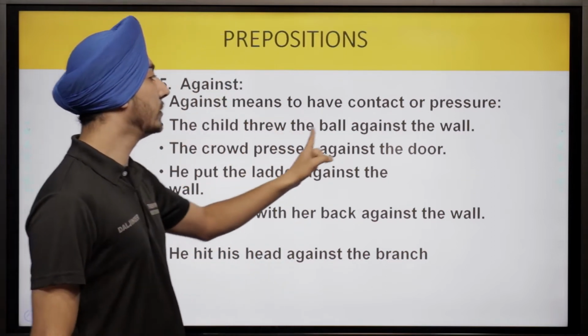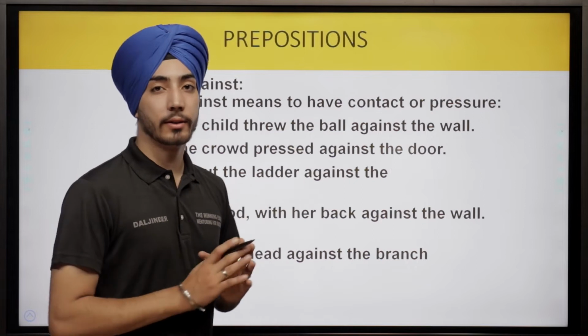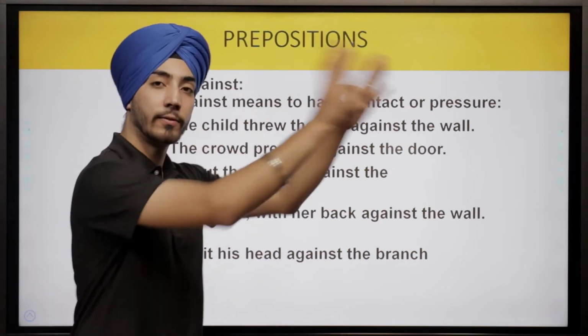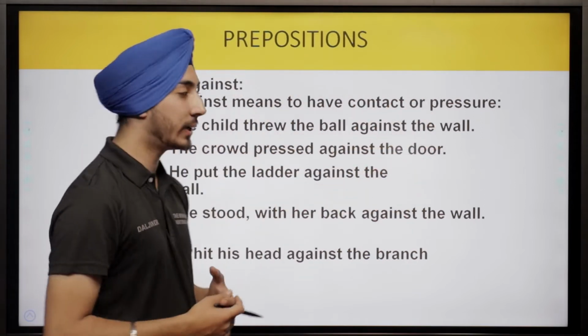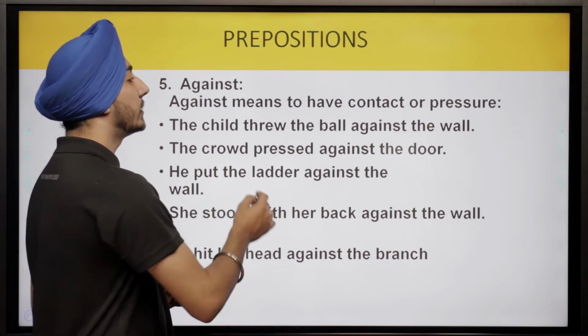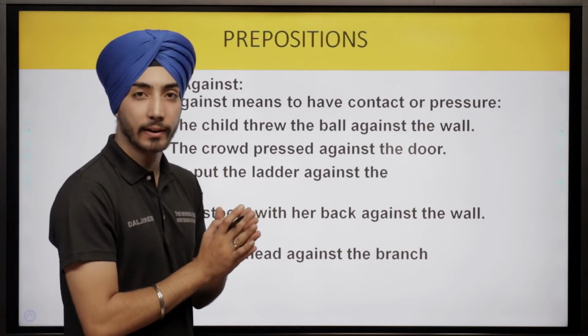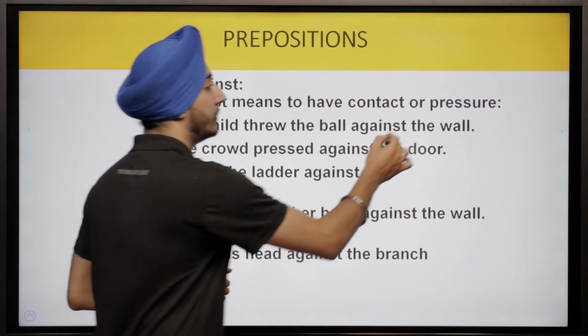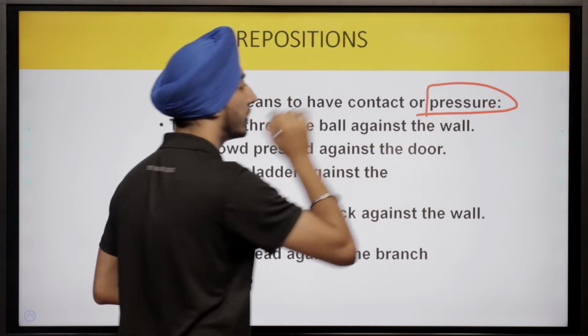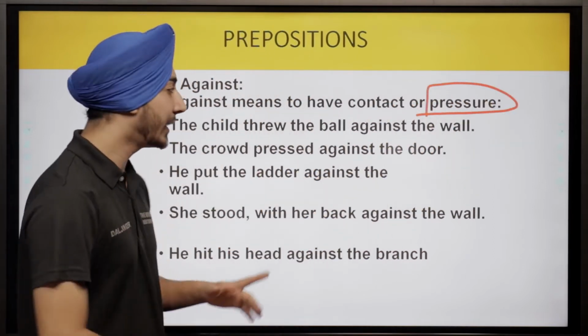The child threw the ball against the wall. The child threw the ball, toward what? He threw it against the wall. Now what does this mean here? This doesn't mean that he threw it in contact with the wall. This doesn't make sense, right. It only means that he threw the ball toward the wall with pressure, right?